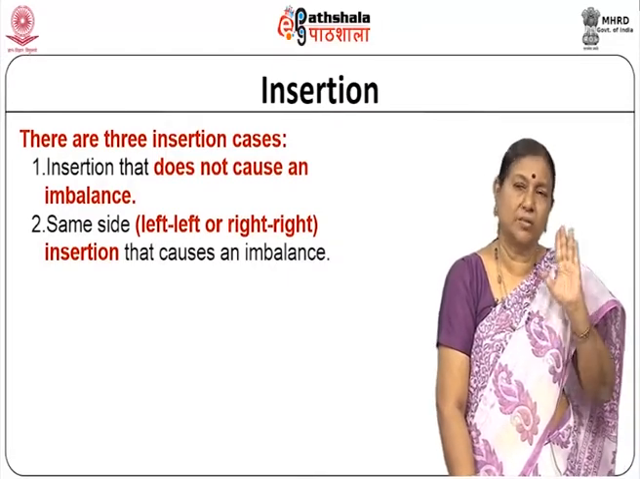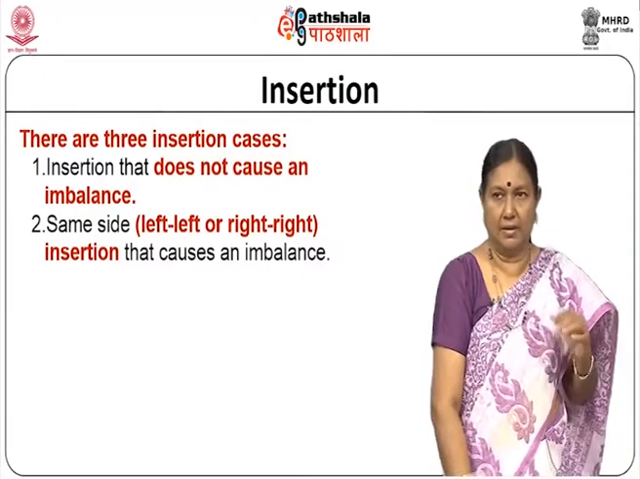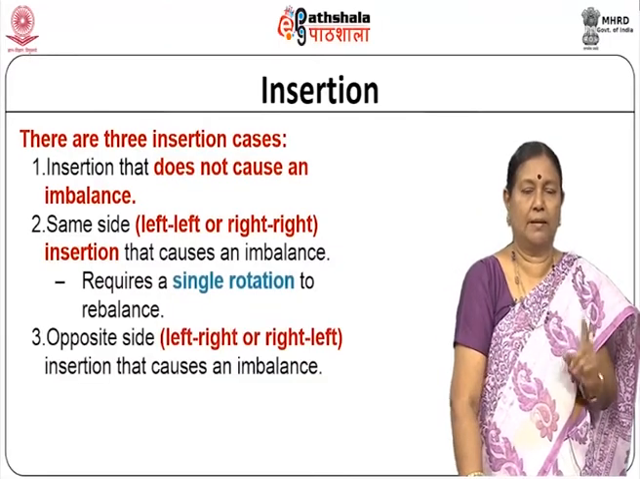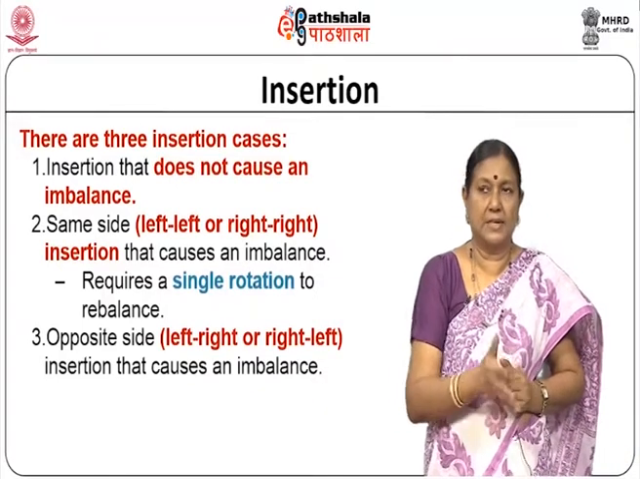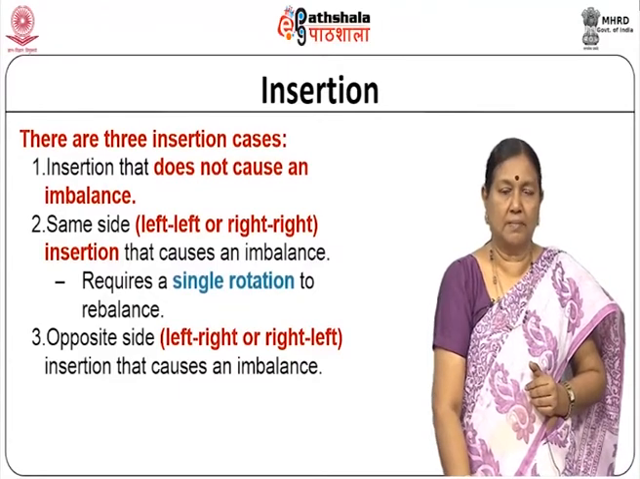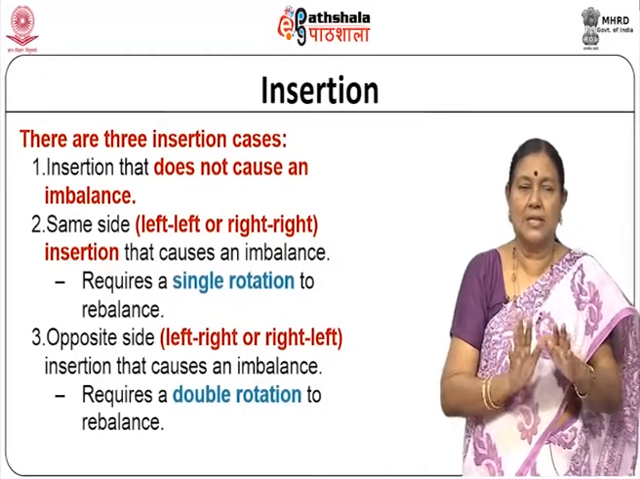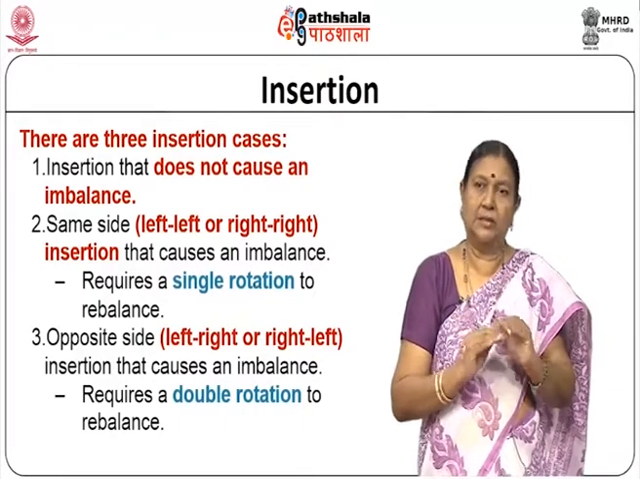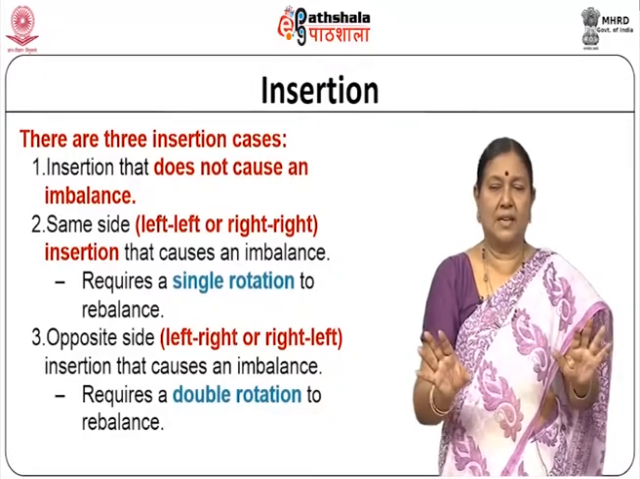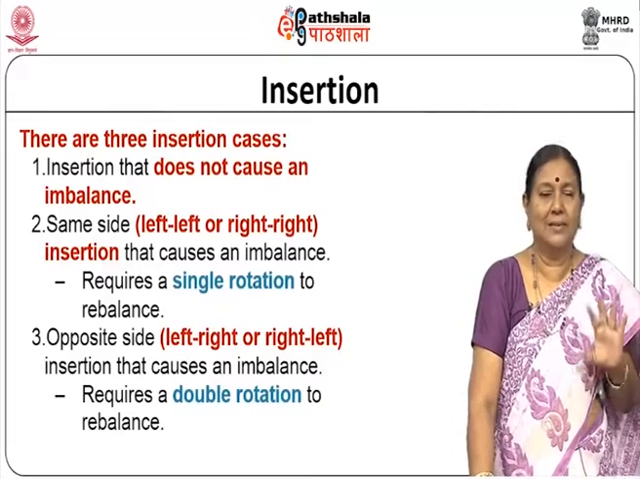So, insertion causes no imbalance, or insertion causes imbalance either in the left or right insertion only, and this requires a single rotation to rebalance. Or on opposite sides, that is a left or right insertion, and this will cause an imbalance, in which case it requires a double rotation to do the rebalancing. So, these are the 3 cases of insertion: no balancing required, same side insertion, or opposite side insertion, that is left right or right left, that is what we mean by opposite. So, these are the 3 cases.